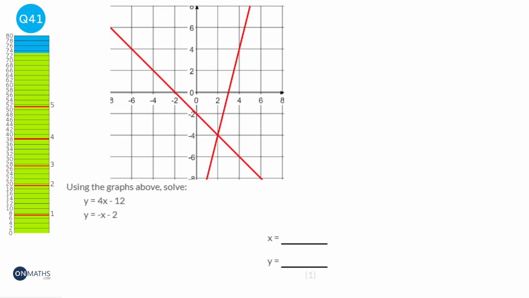solutions, or solution, because they're both linear, will just be where the two graphs cross. So this here will be our solution. So x is 2 and y is -4.